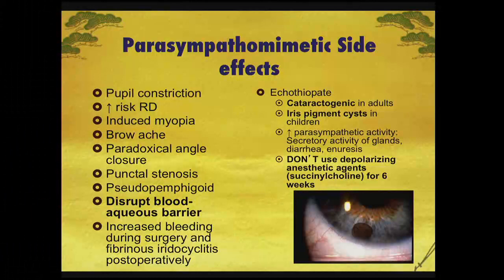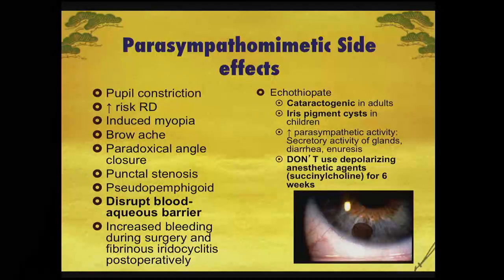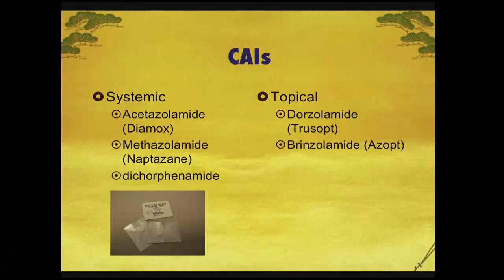for a long time. And then ecothiopate causes cataracts in adults, and in children it causes these pigment cysts that you see in the picture here. And then probably the most important side effect of the indirect acting ones is that you have to stop it at least 6 to 8 weeks before you take someone to surgery if you're going to use a depolarizing anesthetic agent, such as succinylcholine, because they may not be able to move after surgery because the two drugs interact.